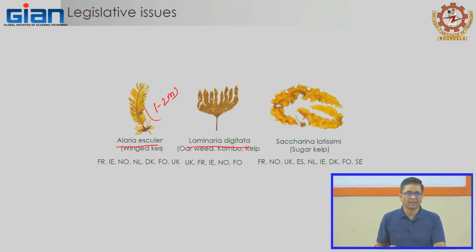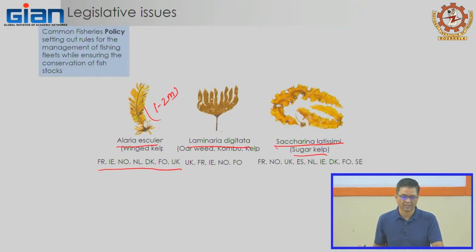Laminaria digitata, Laminaria, a lot of different species of Laminaria are there. Saccharina latissima is known as sugar kelp. These are all abbreviations of the countries where these are cultivated. Now I will quickly go through all the legislative issues.